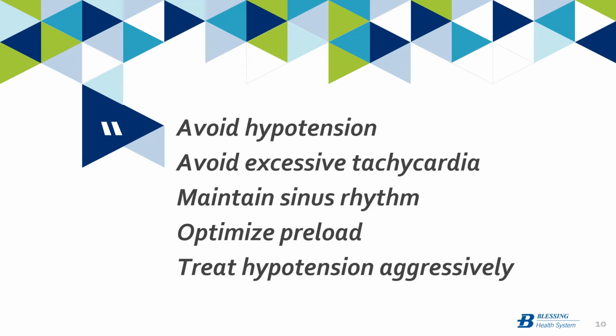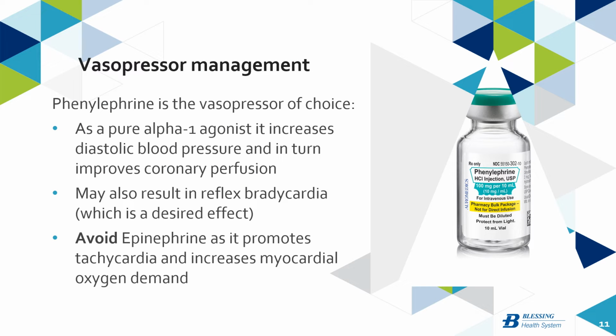So just for your bullet points: avoid hypotension, avoid excessive tachycardia, maintain sinus rhythm, they need that atrial kick, optimize their preload, and treat hypotension aggressively. The vasopressor of choice would be phenylephrine. You can also, as a secondary, use Levophed, but Neo, as a pure alpha-1 agonist, will increase their diastolic blood pressure, and your coronary arteries are filled during diastole.